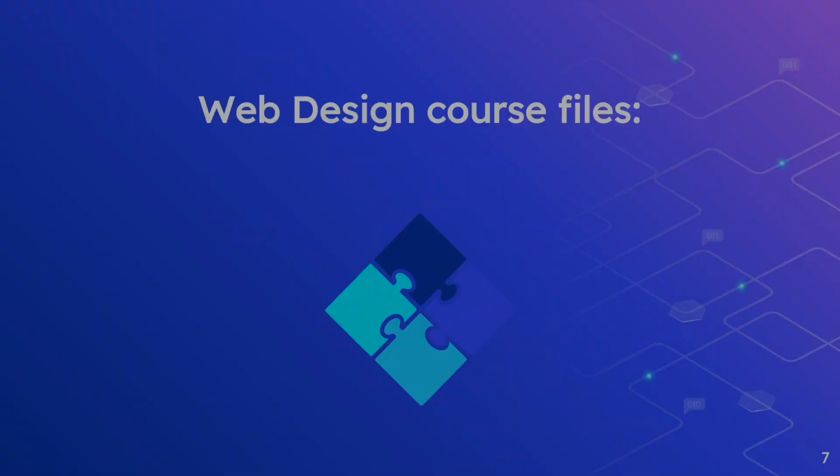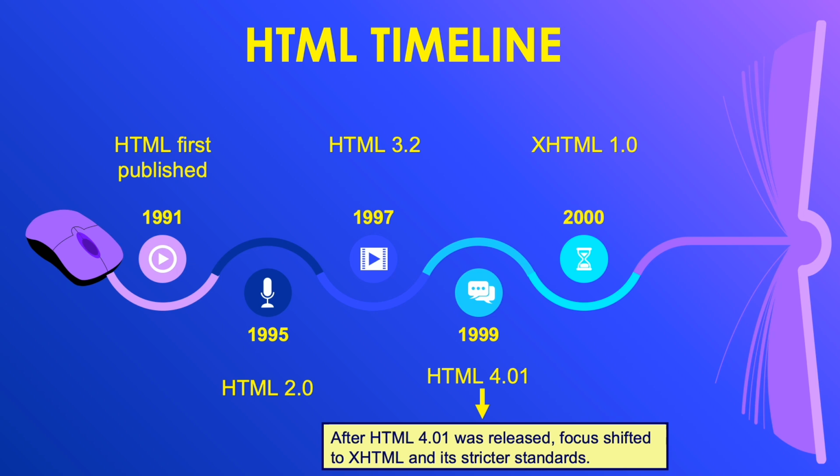Here we can see the history of HTML. So it was first published in 1991, and through the years they developed it, and in 1995 version 2 was created, and in 1997 they built HTML 3.2, and 2 years later HTML 4.01 was created, and they call it XHTML, and it has stricter standards as well. And in the year 2000, they developed it to XHTML 1.0.